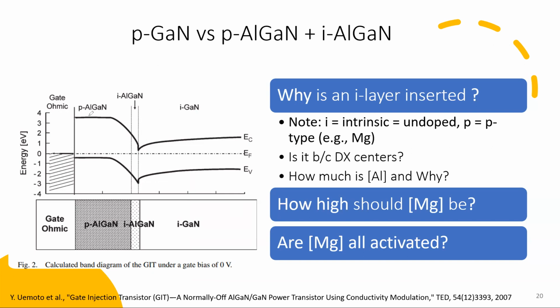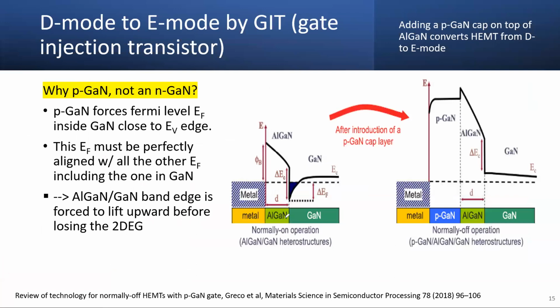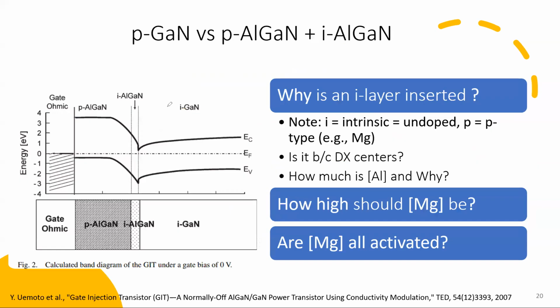Why is that? Initially, remember, we look at this graph. We could do p-GaN all the way up, or you could do AlGaN all the way up. You do the same thing. You could do that, right? You could change this doping to p-GaN and change that too. You could do that. So what's wrong with that? Why do you sometimes need to add an intrinsic AlGaN layer?